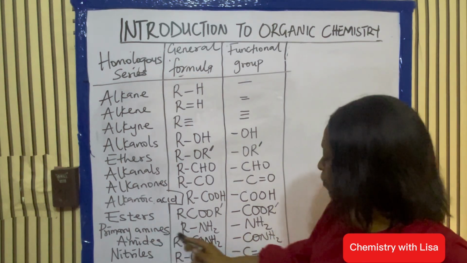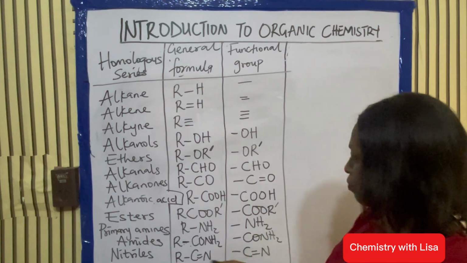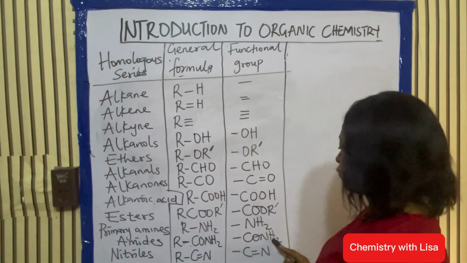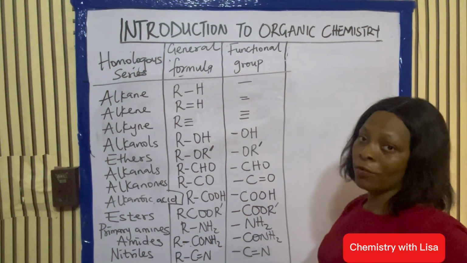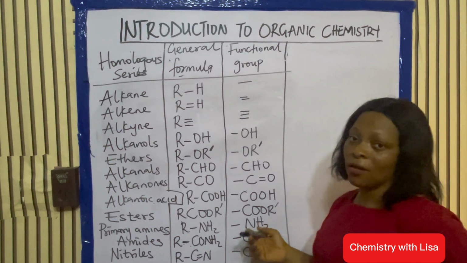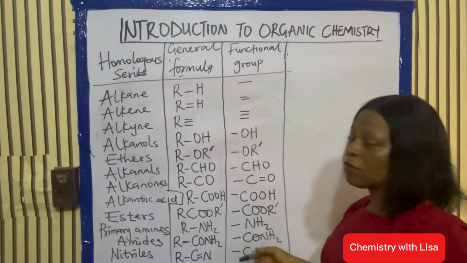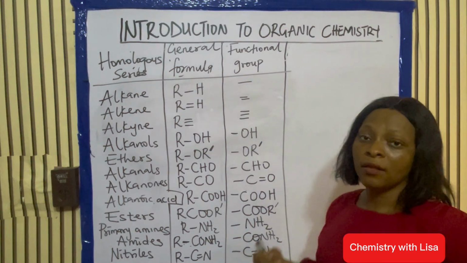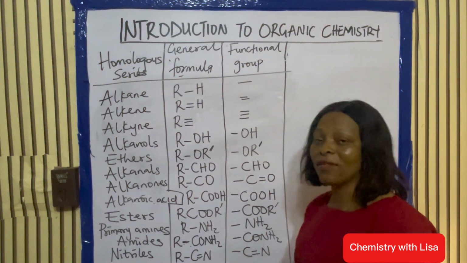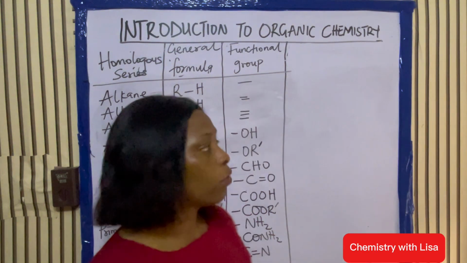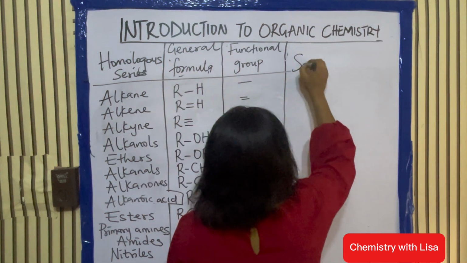Then the primary amine, this is a functional group. The amides, this is the functional group. The nitriles, this is the functional group. So it is very important that we memorize the functional groups because it's going to help us in naming our organic compounds. Okay, so the next concept we'll go into is what we call the saturated and unsaturated.